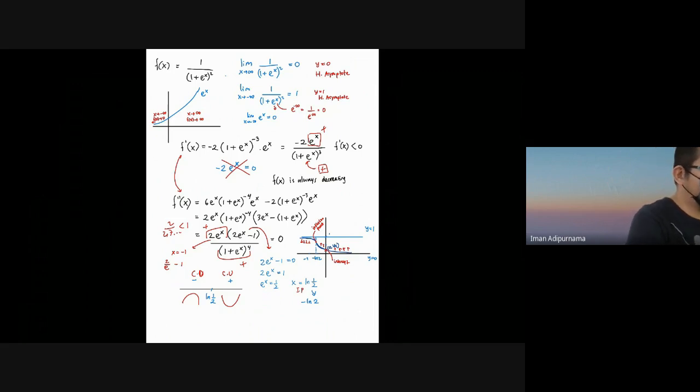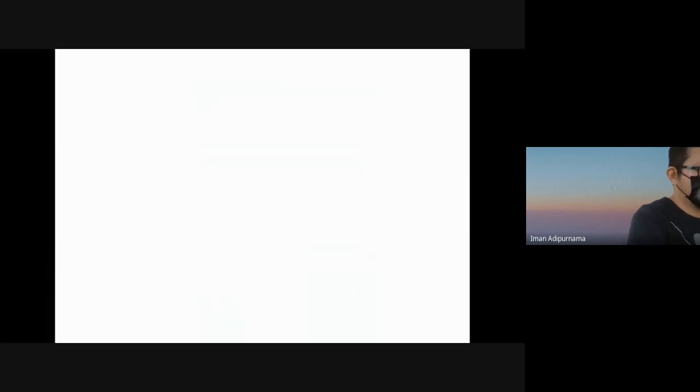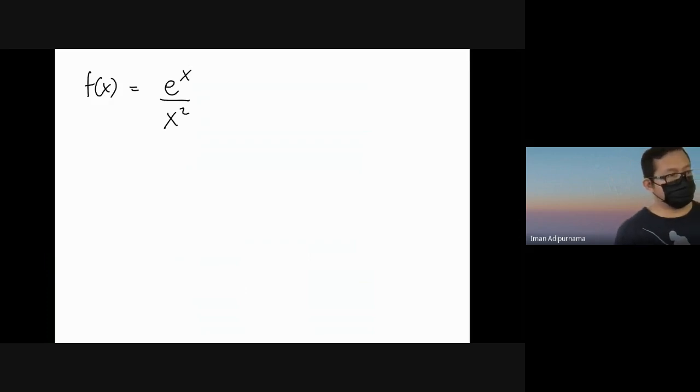Okay, let me give you another function. Let's say we have, let's just start with this, e to the x divided by x squared. Okay, let's start with this.